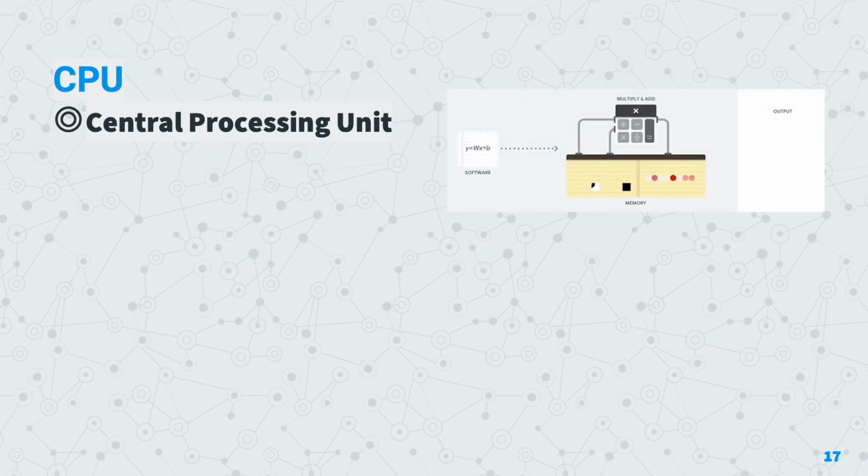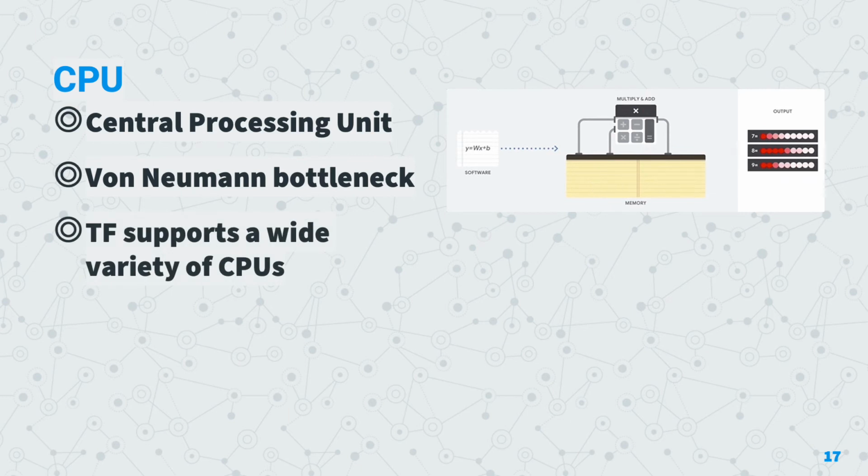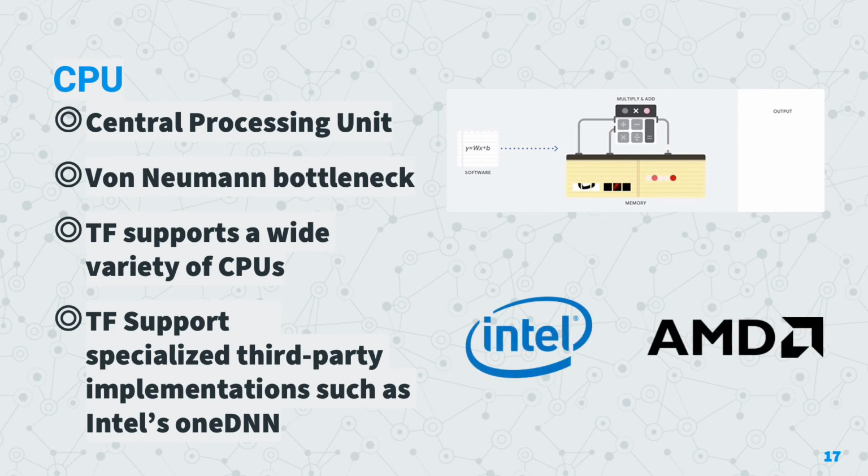However, CPUs have a bottleneck that this animation shows, which is the von Neumann bottleneck. All operations need to wait for the previous one to finish before they can start. So this means that we cannot do things in parallel. And while TensorFlow supports a wide variety of CPUs and also specialized third-party implementations, CPU usage is not really an important factor in large-scale machine learning.